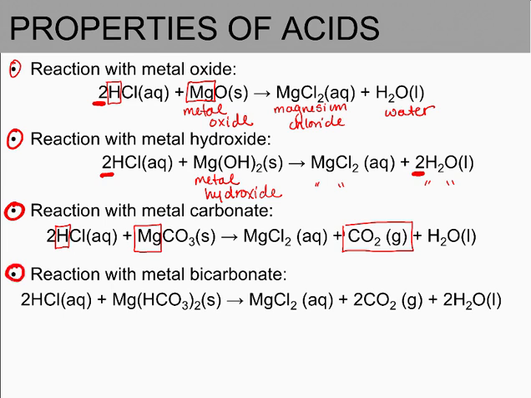Maybe instead of hydrochloric acid, we use nitric acid, which is HNO3, and maybe instead of magnesium oxide, we use calcium oxide. Hydrogen and calcium will switch places, so we'll end up with calcium nitrate and water. Of course, we have to balance this, so we need to put a 2 in front of nitric acid. Again, we end up with a product and water. That product is called a salt, and we're going to discuss salts later.